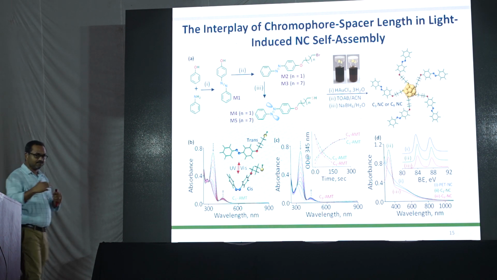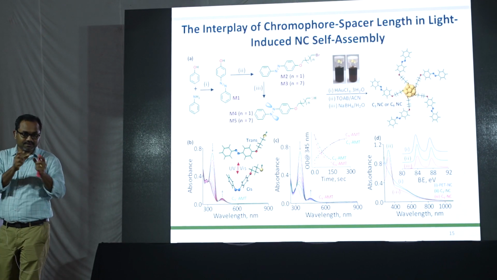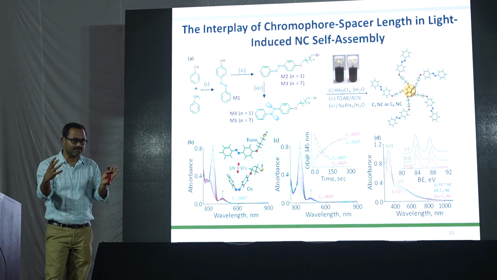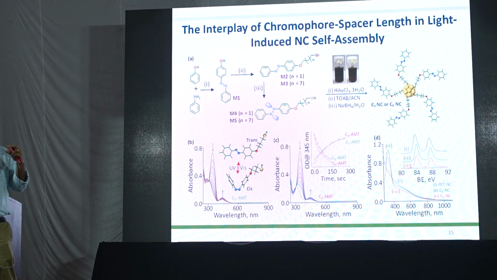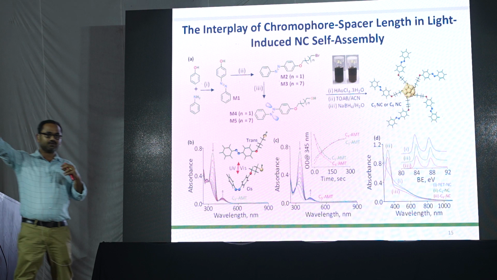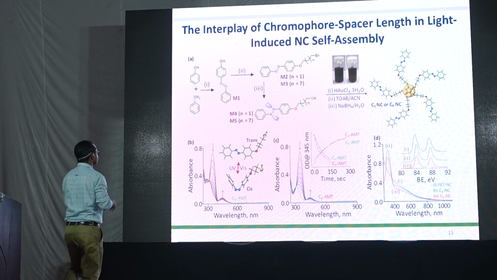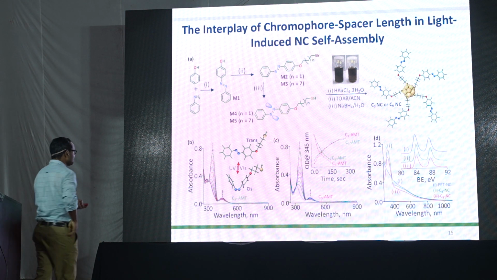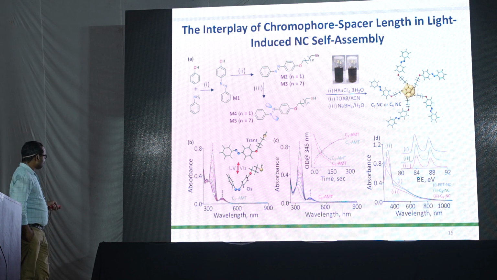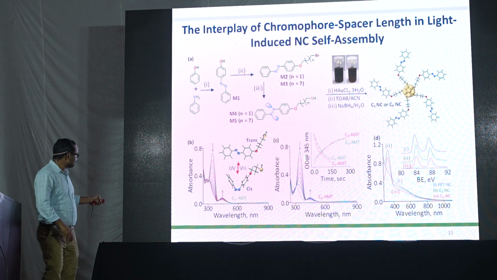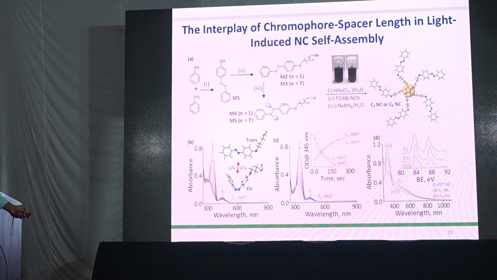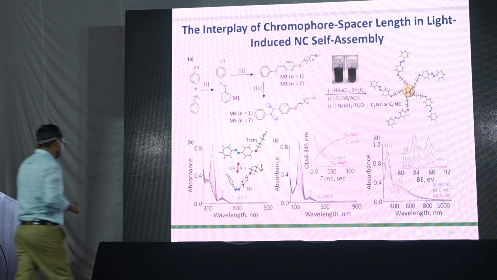So now, in the first work what we have shown is that when you do an assembly with chromophore azobenzene very close to the nanocluster, what is happening? We were interested in what will happen if you keep the chromophore away from the nanocluster surface. And for this we have synthesized azobenzene with the C3 chromophore spacer length and the C9 chromophore spacer length. In the case of the ligand C3 azobenzene and C9 azobenzene, you see the time scale. Irrespective of the chromophore spacer length, the C3 and C9 do the cis to trans and trans to cis photo switching in the same time scale.